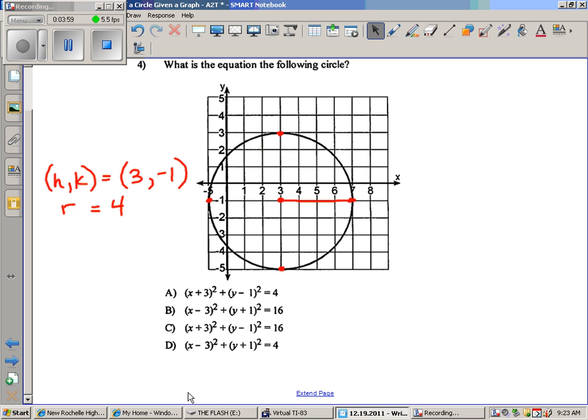The way I have it memorized is it's always the opposite of what the center actually is. You know what I mean? So I'm looking for a minus 3 and I'm looking for a plus 1, which automatically means you and you are out. And then I'm looking for 4 squared, which means it's what? B. Let me show you why it works out that way. And then hopefully we can start to take shortcuts.